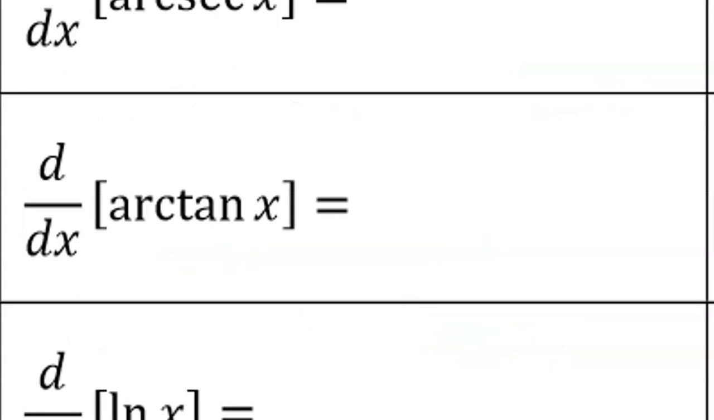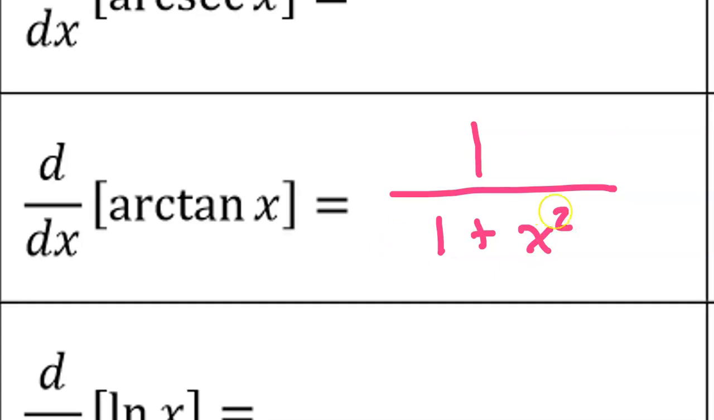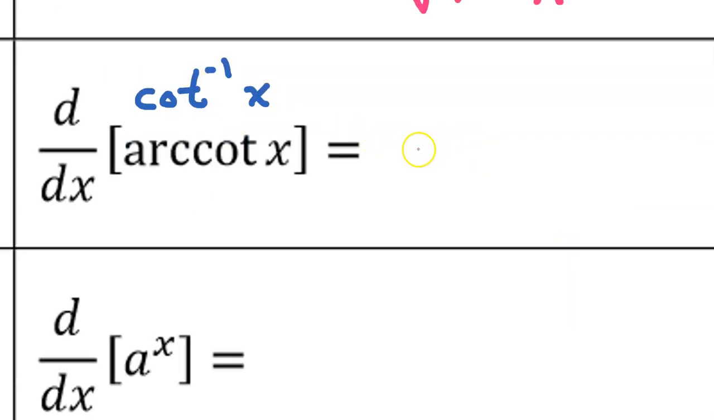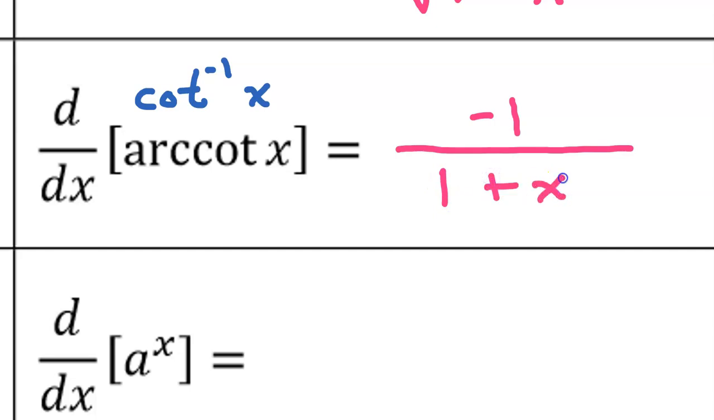The derivative of arc tangent is 1 over 1 plus x squared. So there's no square root, and it is positive. Arctangent is the same as inverse tangent. The derivative of arc cotangent is the same as the derivative of arctangent, except it has a negative 1 in the numerator. So negative 1 over 1 plus x squared.